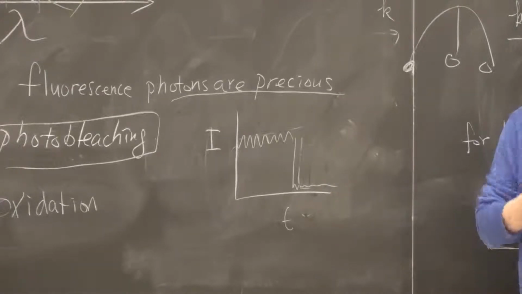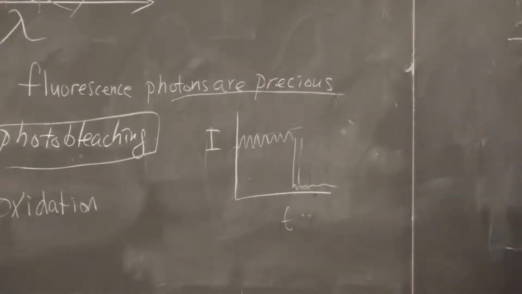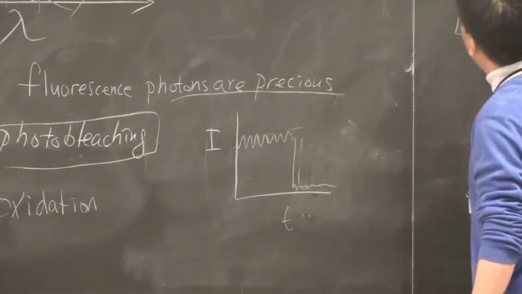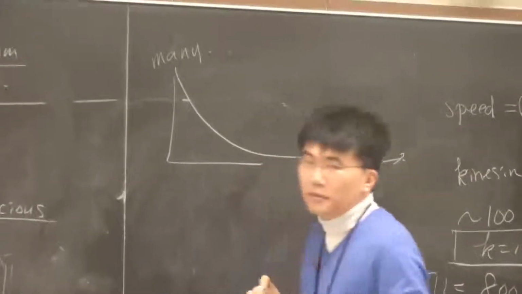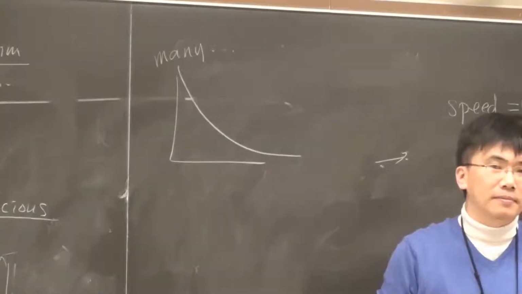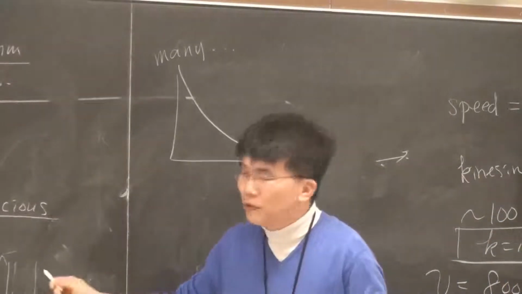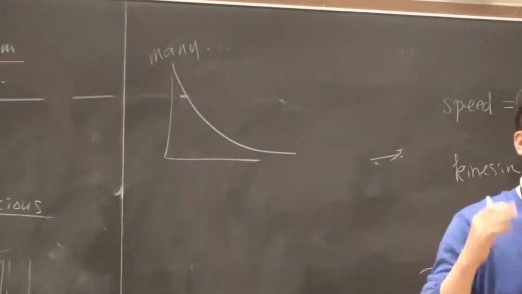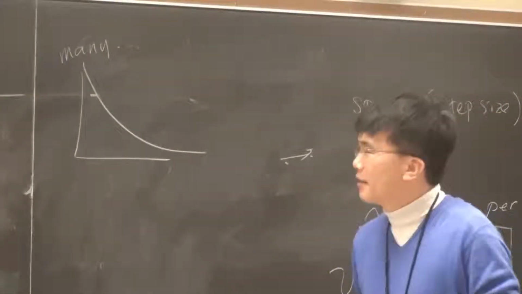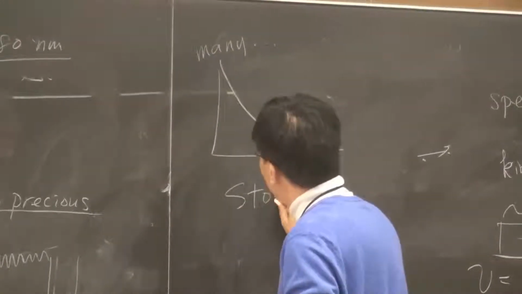Okay? Whereas if you have many molecules, then the signal will decay gradually, exponentially. Okay? So that fact can be used to show that yes, indeed, I'm measuring a single molecule instead of an ensemble of molecules. Second reason why this can be useful is for stoichiometry determination.